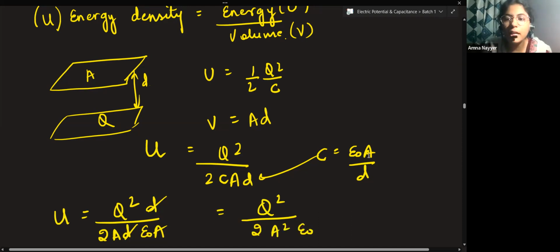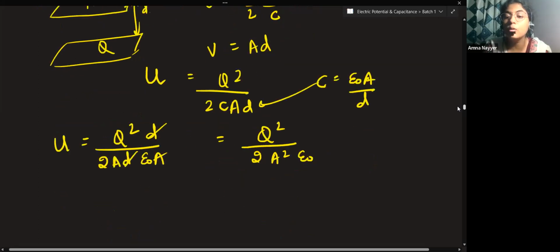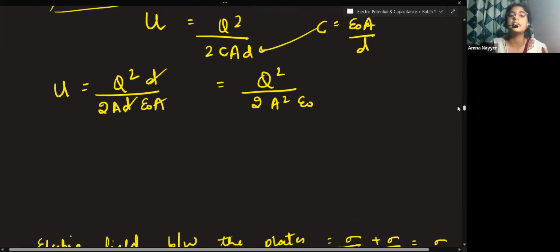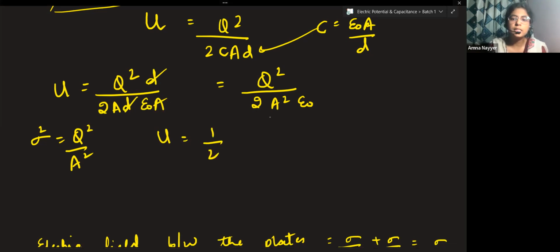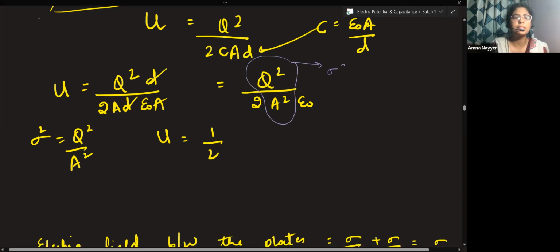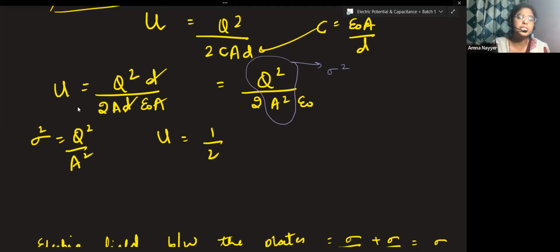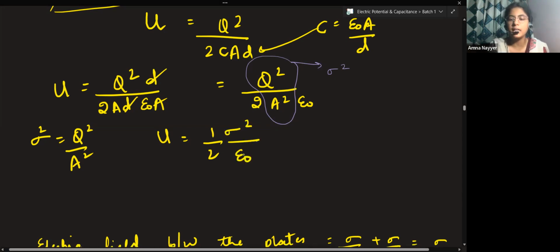Few minutes back, Rifat answered that Q by A is what? That is the surface charge density. So if sigma is equal to Q by A, then sigma square will be equal to Q square by A square. So here you have energy density, and instead of Q square by A square, I can write sigma square. Sigma is surface charge density, charge by area. This becomes sigma square divided by 2 epsilon naught.